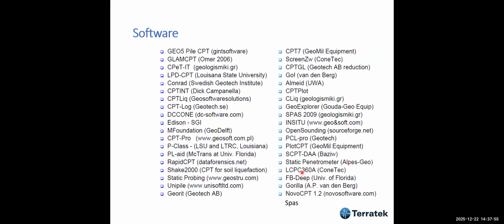SigmaPlot is very similar to an Excel spreadsheet in which we can program, but SigmaPlot is easier to make very good plots. So today we have lots of software available, but I tend to use especially this one by Geologismiki, which has been supported by Peter Robertson. I also worked in the early stage of this software. I worked with the guy, his name is John Ioannidis from Greece, and he does very good work.